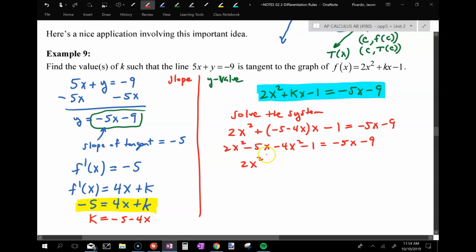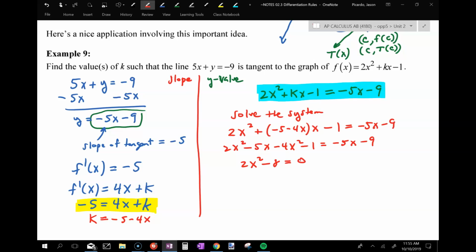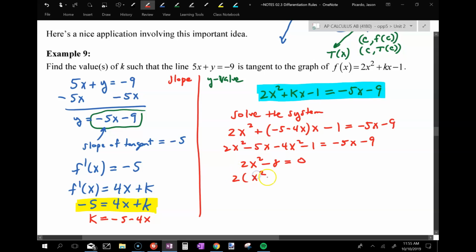2x squared. Let's see. Oh, wow. When I add this 5x over here, it's going to cancel. When I add the 1 over here, I'm going to get -8 equals 0. Right? So again, that's just the algebra. Take a 2 out. Oh, wow, cool. That's going to be a difference of squares. And so I have x values of positive and -2.